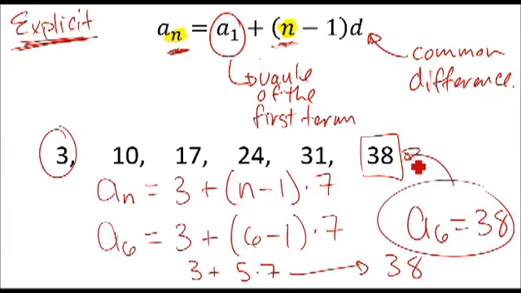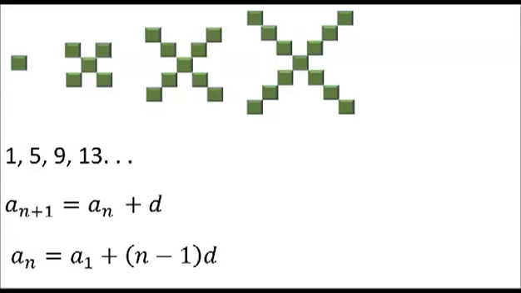Let's end with one final example. Here is an arithmetic sequence. I can verify that it's arithmetic by noticing that each time I move from one term to the next, I am adding 4. That means that d, my common difference, is 4.